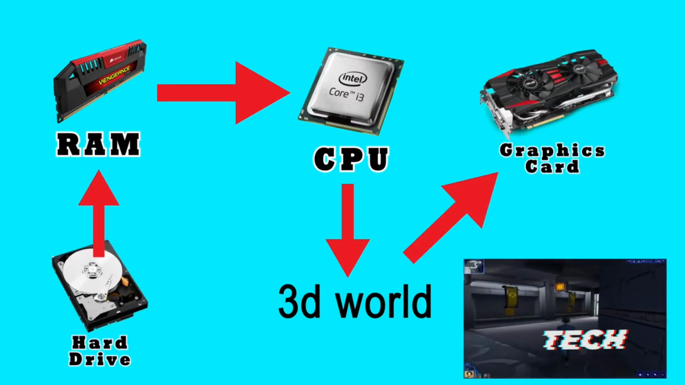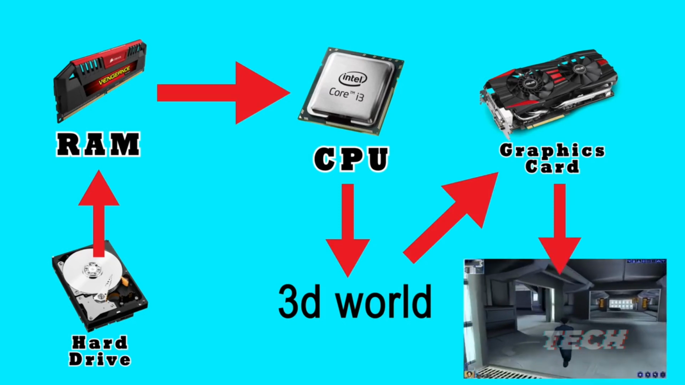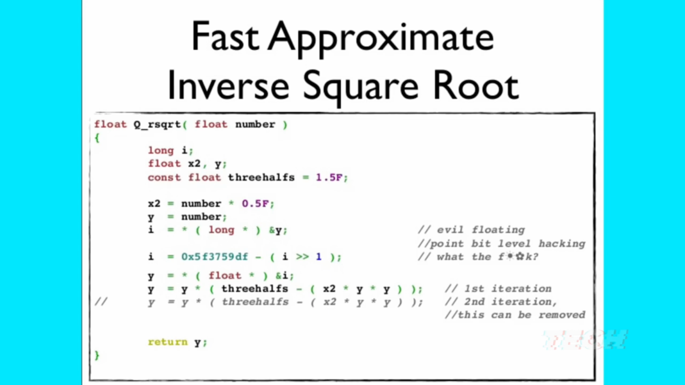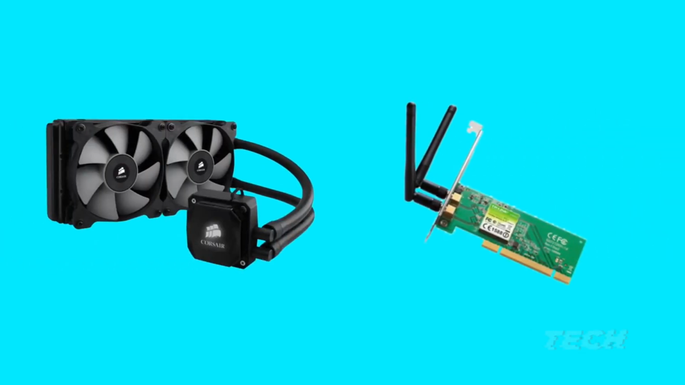But it's your graphics card that figures out what it's supposed to look like based on where you're standing in the world. Without getting too off topic here, if you're somebody who likes math, I highly recommend you look up fast inverse square root, which is directly related to how three-dimensional worlds calculate perspectives. So that pretty much sums it up. There are other components worth mentioning, such as cooling systems or internal wireless cards, but really those are extras.